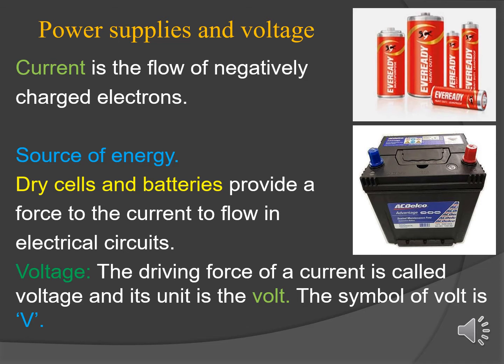Such types of dry cells are used in different devices, such as toy car, remote control. You also observe this battery in a car. These dry cells and the batteries are the sources of energy and provide a force to the current to flow in electrical circuits. This driving force in the dry cells or batteries is required by the current to flow and is called voltage. So we define voltage as the driving force of a current, and its unit is the volt. The symbol of volt is V.